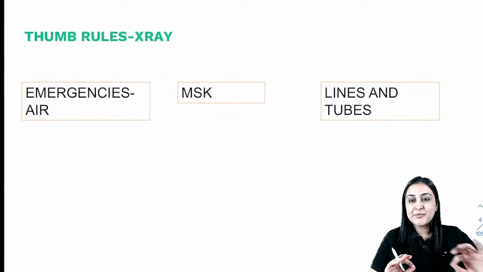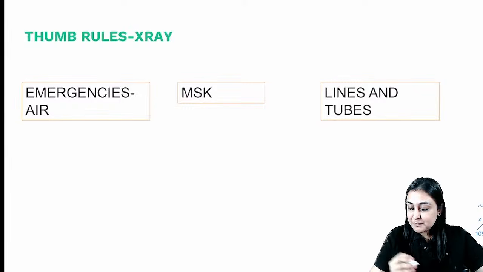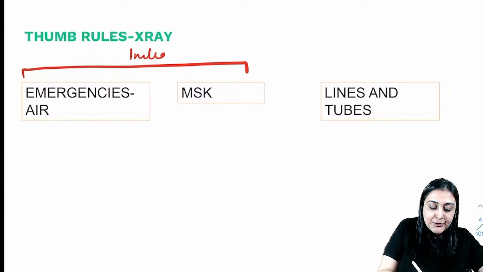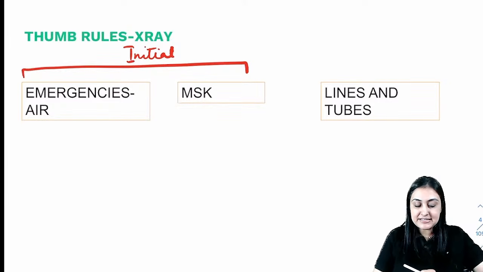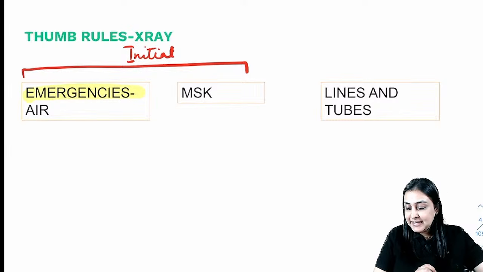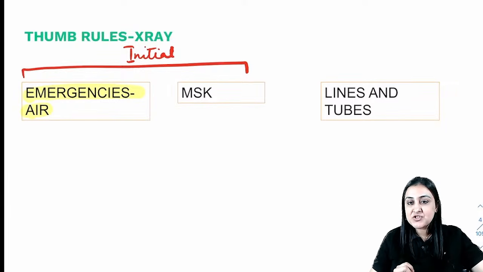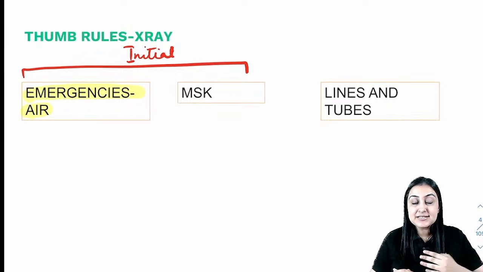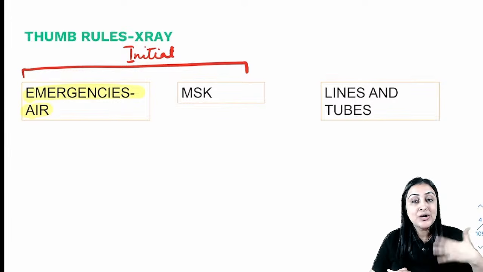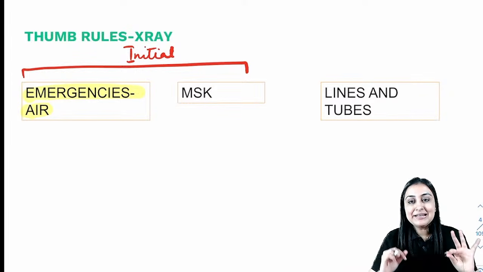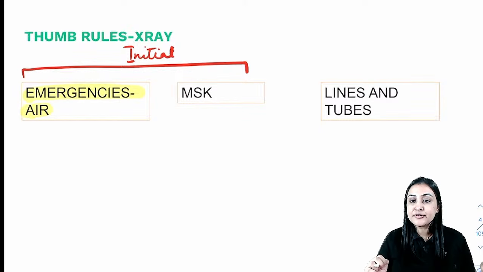So now we start off with the thumb rule of X-ray. When will the answer be X-ray? So X-ray is something which is going to be the initial investigation. You will always mark the initial investigation of choice for two things. One, emergency. Any emergency which deals with air, which includes pneumothorax, pneumoperitoneum, pneumomediastinum. What is the first investigation you will do? Intestinal obstruction also, for that matter, because there is air in the bowel. So anywhere air comes, first investigation of choice, the answer is always going to be X-ray.